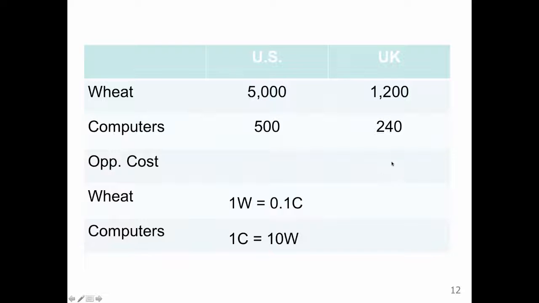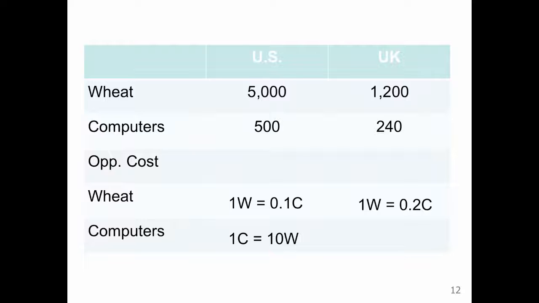And over in the UK, we just do the same thing, but with different numbers. The opportunity cost in the UK of producing a ton of wheat is how many computers must I give up to make those tons of wheat? I must give up 240 computers to make those 1,200 tons of wheat. So 240 divided by 1,200 is 0.2. So in the UK, every ton of wheat, you must give up 0.2 of a computer.